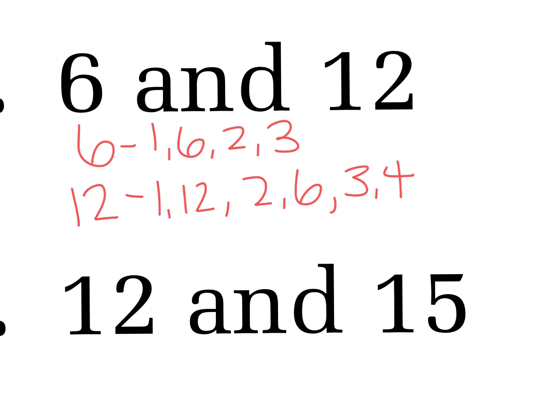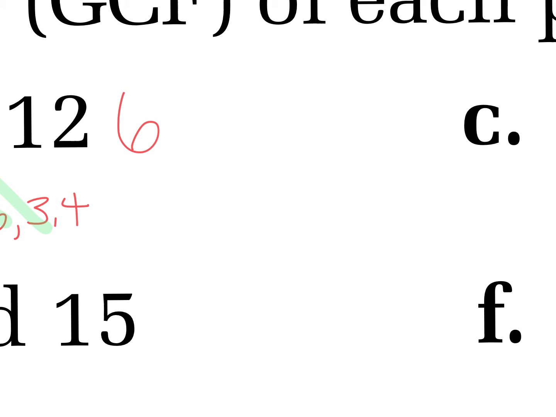So let's see what are common ones. They have 1, 2, 3, 6 in common, and those are the only ones they have in common. So my greatest common factor between 6 and 12 would be 6. So your answer for B would be 6.